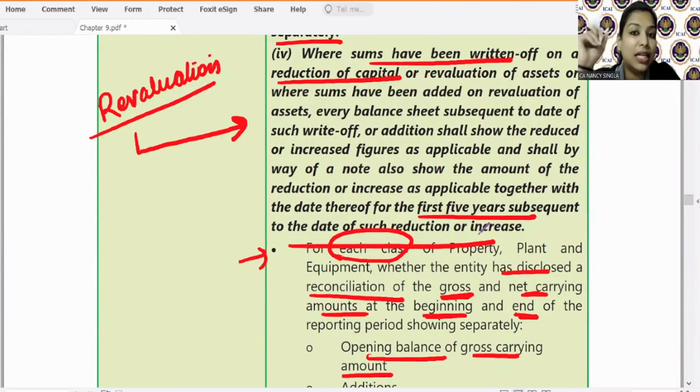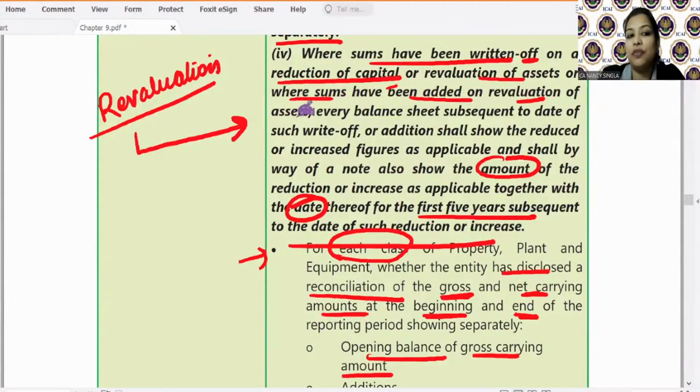में आपको सेपरेटली क्या डिस्क्लोज करना है? That what is the amount of such reduction or revaluation along with the date, है ना? तो हमने क्या बोला? देखो इसको रीड करते हैं. Where sums have been written off on a reduction of capital or revaluation of assets, where sums have been added on revaluation of assets, every balance sheet subsequent to the date of such write-off or addition shall show the reduced or increased figures as applicable.